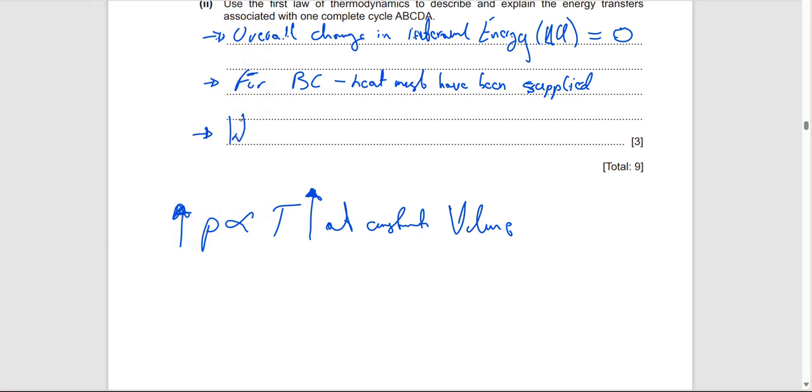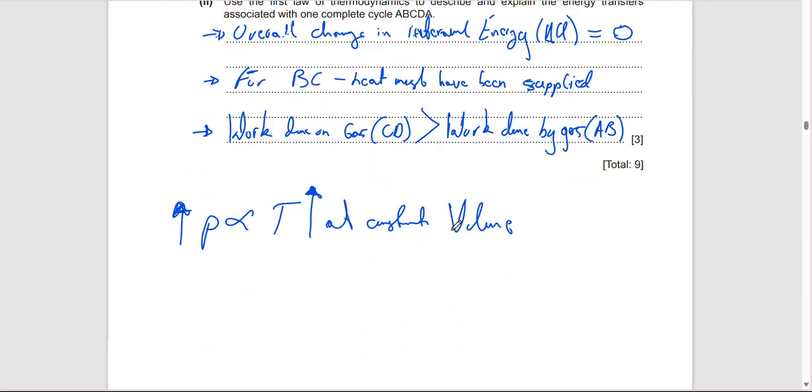Okay, work done on gas, right, at CD is greater. You can just write is greater. I'm just going to use the greater than sign here. Than work done by gas AB. Right, there you go. Those are your 3 points that should earn you your 3 marks.